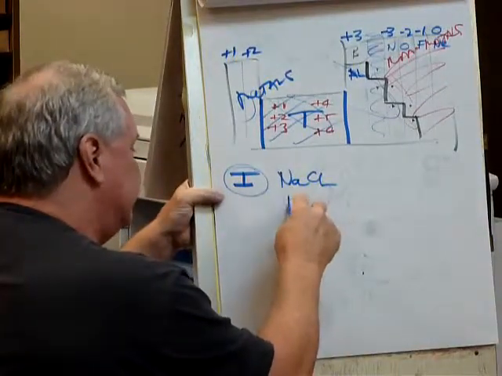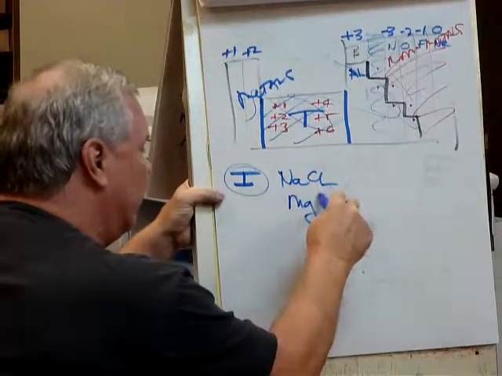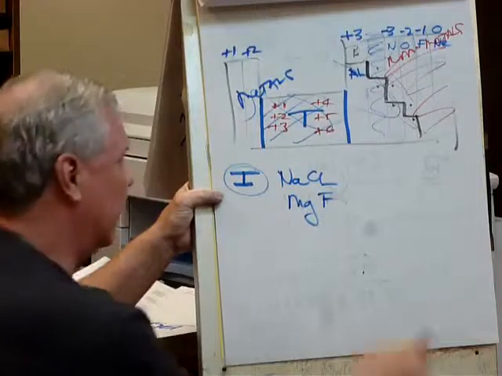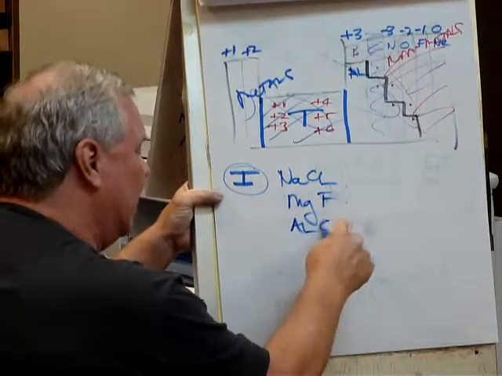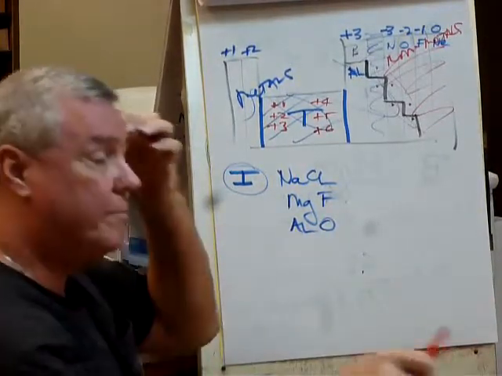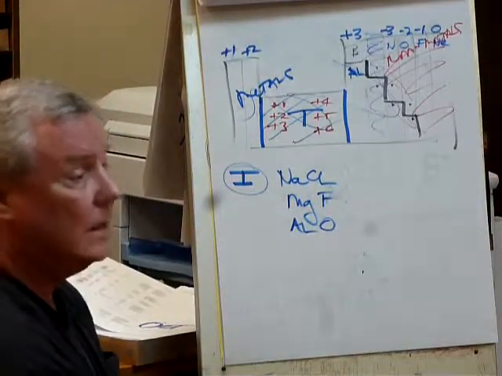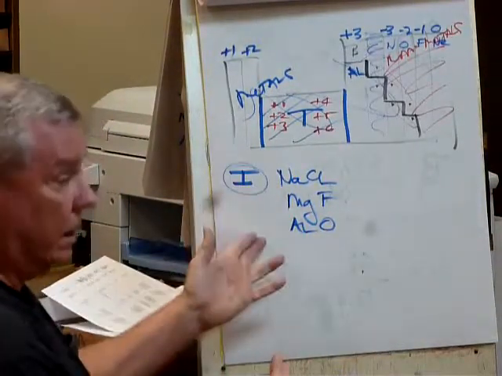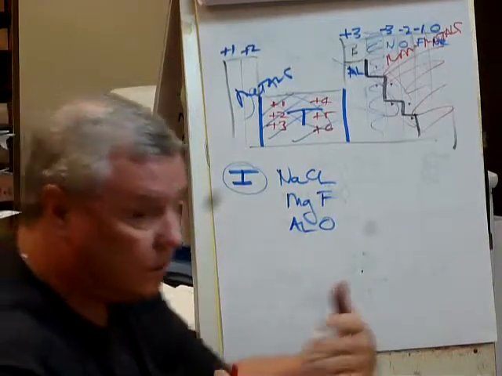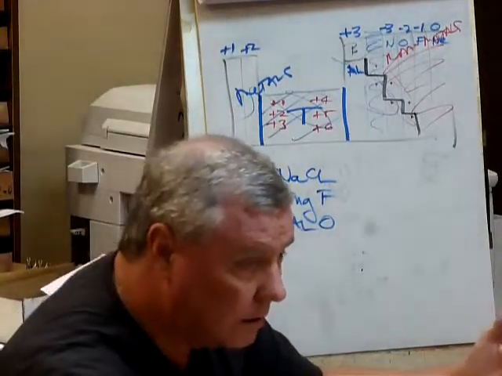Then let's take another one, Mg, and hook it up with fluorine. And let's take a third one, Al, and hook it up with oxygen. Now, what's wrong with this picture so far? Can I just put the elements together and think I'm cool? No. What do you got to do for the ionic compounds? And how do we know it's ionic? Because it starts with a metal.